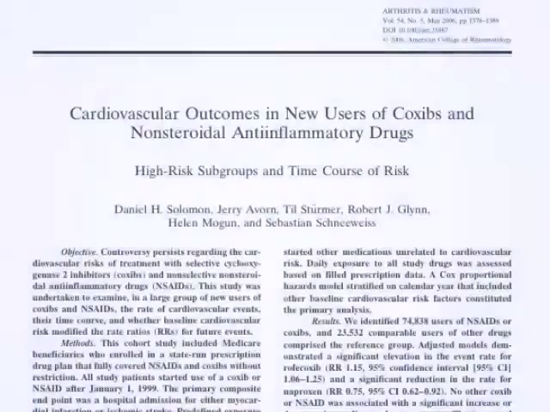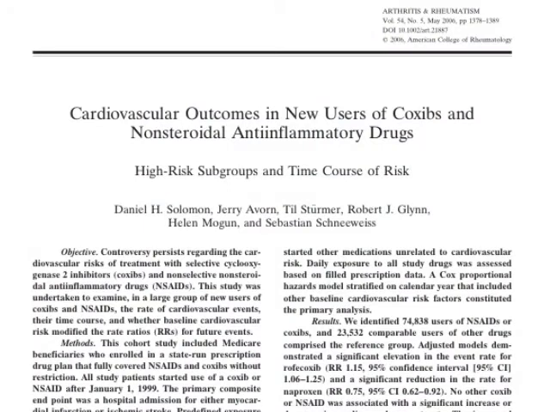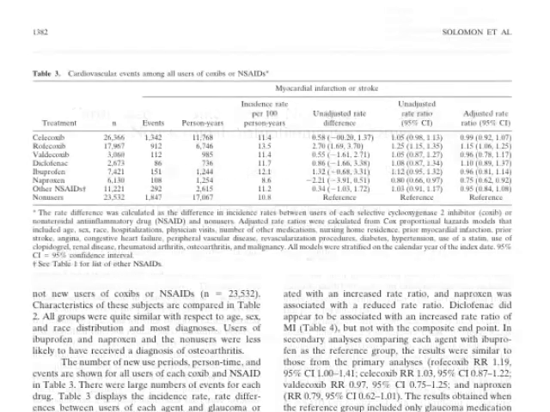Now let's look at some papers. Let's first look at the paper by Solomon and colleagues concerning cardiovascular risk in COXIB and traditional NSAID users. We'll focus on Table 3. This table has a lot of information, but let's focus on 2 lines.